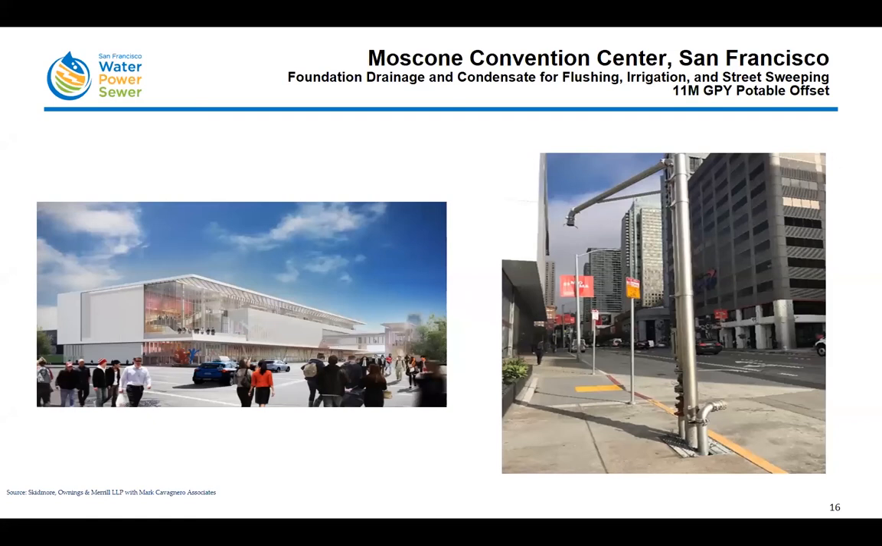And they built, the picture on the right is a street sweeping truck fill station. So our public works trucks will come up and pull up to the side of the street, and they turn on this pipe, and the treated foundation drainage is then used to clean the streets of downtown San Francisco.